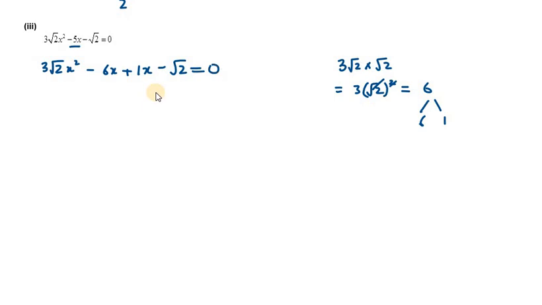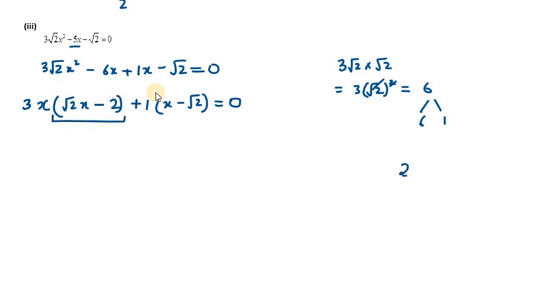From the first two terms, what I can take common is 3x, and you are left with under root 2x minus 2. Then we have plus 1 common, so you are left with x minus under root 2 equals 0. Now in the bracket, we know that we can write 2 as under root 2 times under root 2, and in the first part we have under root 2x. So I can write 2 as under root 2 dot under root 2. Now I can take under root 2 common, and we are left with x minus under root 2.